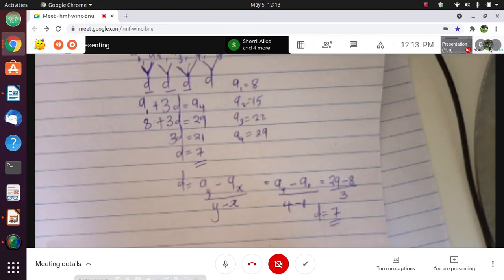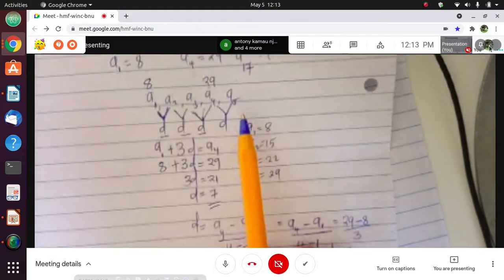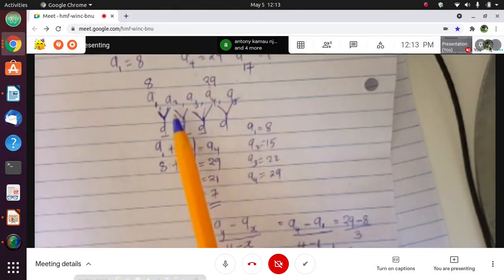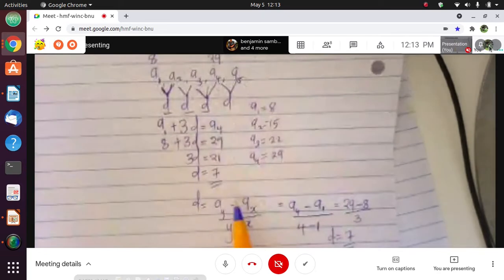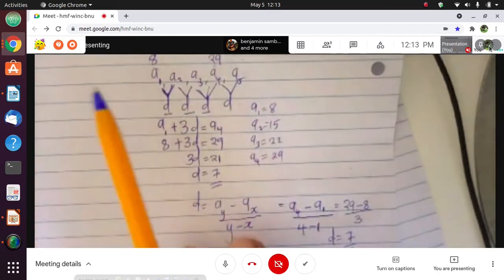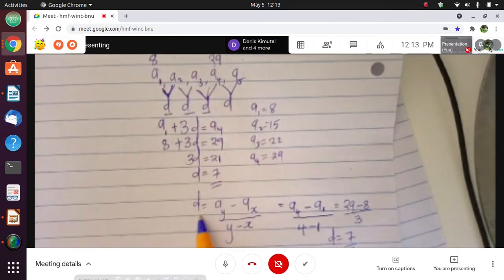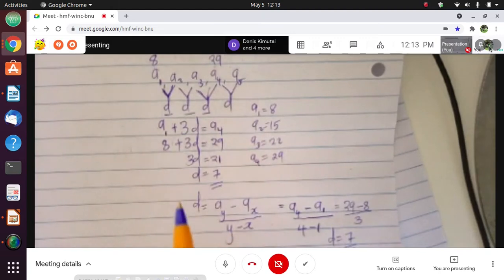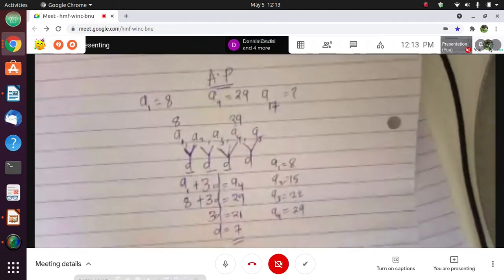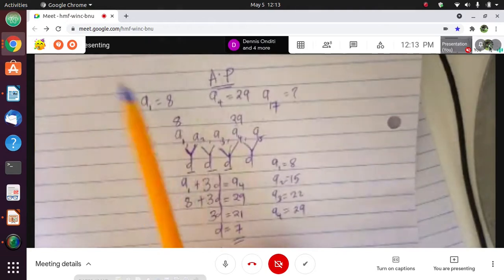Okay? Mwalimu, hebu rudi nyuma kidogo kwanza. Hapo kwa common difference hapo mahali umeandika y minus x over y minus x is equal to hapo sasa hapo. Hapa. Haya. Hapo sasa hebu rudi hapo.